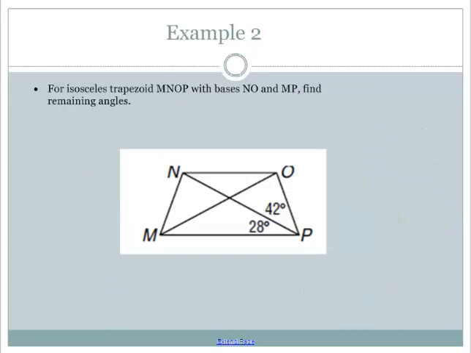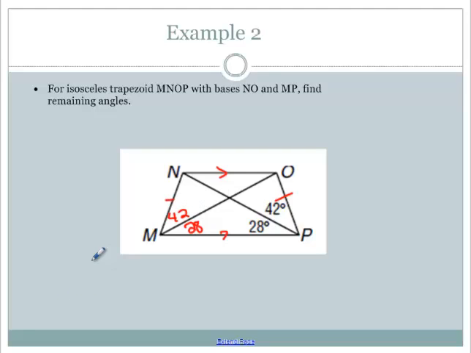Example 2, isosceles trapezoid again. Our two bases are here and here, meaning these two sides are congruent. Find the remaining angles. So we have to find everything. Now because the diagonals are congruent, we actually have a bunch of congruent triangles. This triangle over here is congruent to this one here. This big triangle MNO is congruent to PON, and then we have the same on the bottom as well. So if this angle over here is 28, that one's 28. If that one's 42, this one's 42.